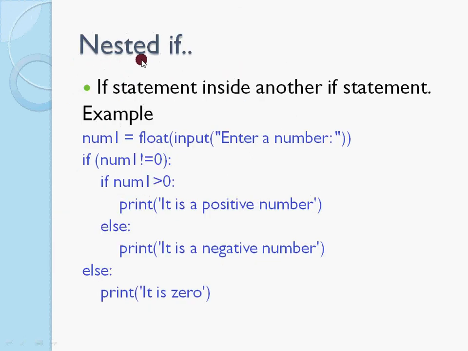Next is nested if. If we have an if statement inside another if statement, we call it nested if. This example is to check whether the input number is a positive number or a negative number. First we are going to check whether the number is 0 or not. Only if it is not 0, we are going to check whether it is a positive number or a negative number. So this if statement comes inside this if statement. This is an example of nested if, an if inside another if.